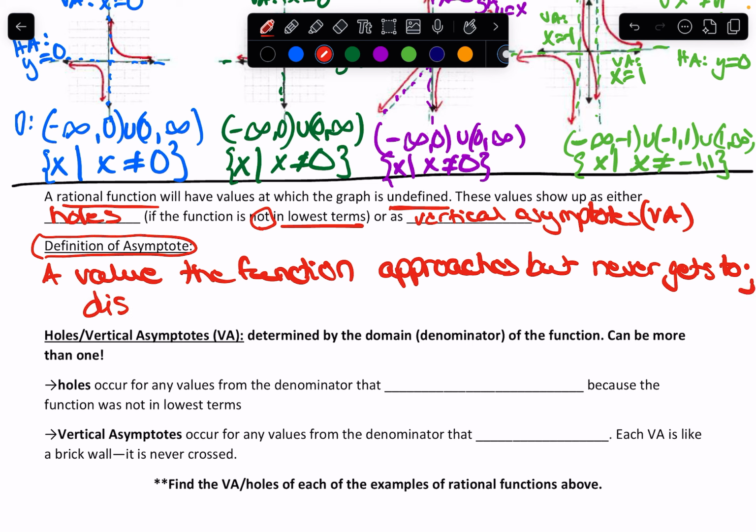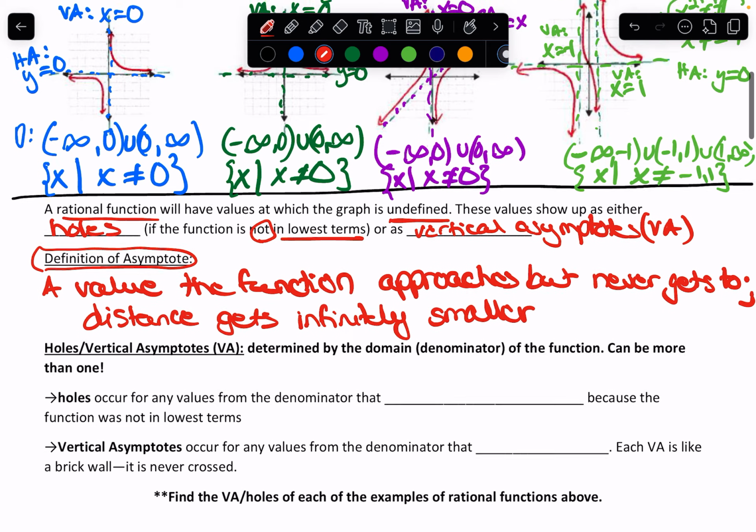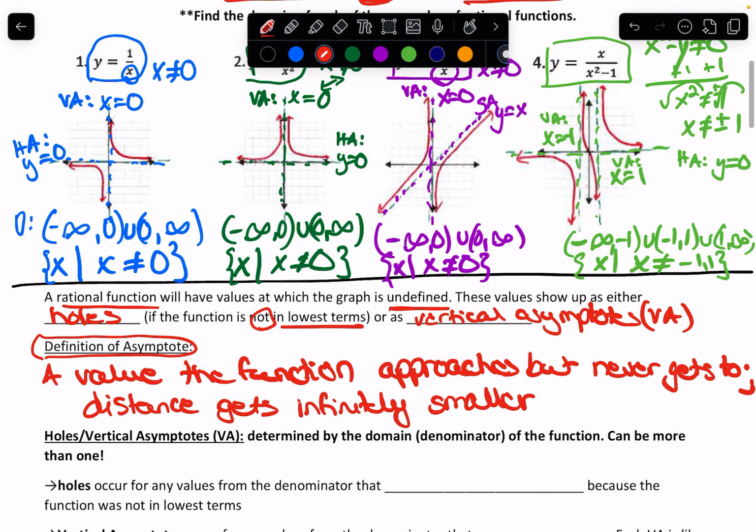Distance gets infinitely smaller. So as you can see here, when we look at these graphs, the graph keeps going towards the asymptotes, but it never touches it.